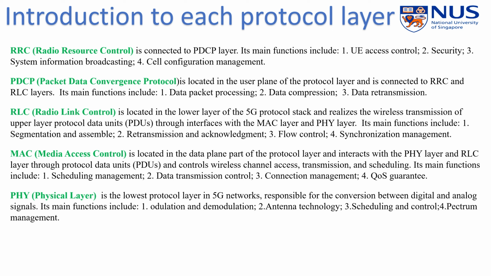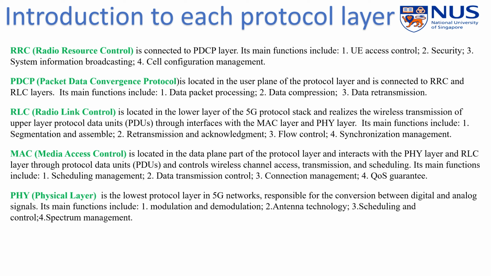The next one is the media access control layer. It's the MAC layer. It is located in the data plane part of the protocol layer and interacts with the physics layer and RLC layer through protocol data units and controls wireless channel size, transmission, and scattering. Its main functions include scattering management, data transmission control, connection management, and QoS guarantee.